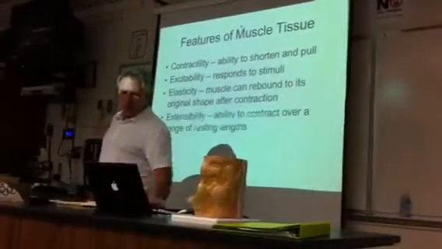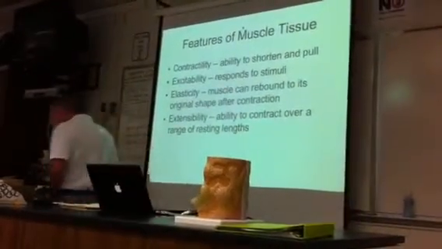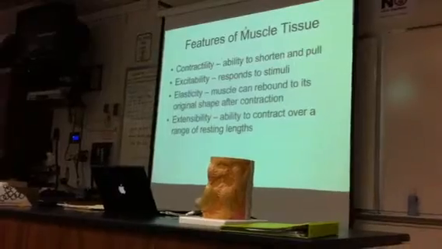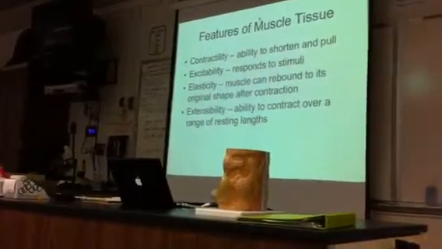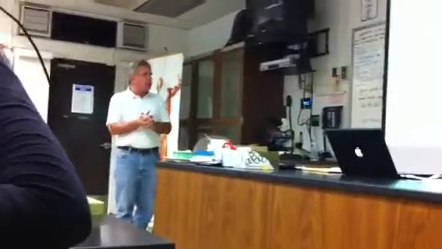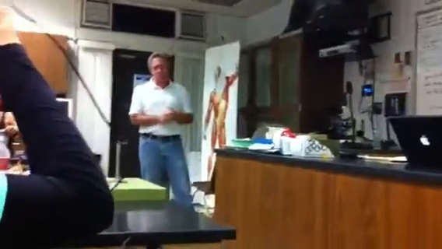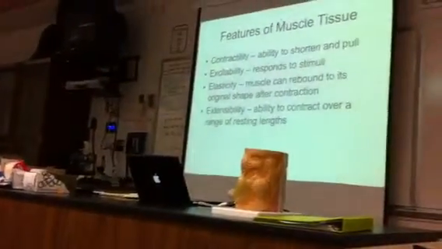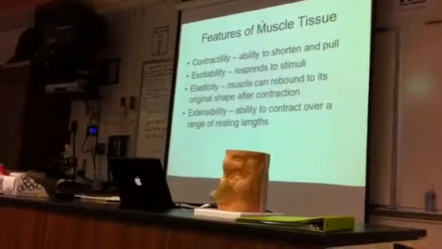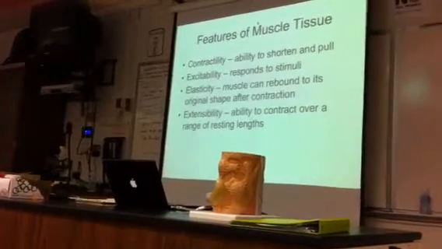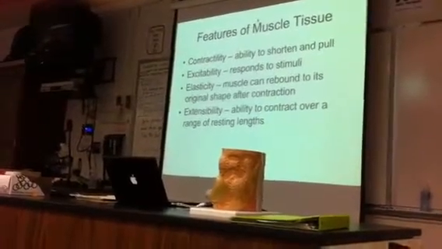Here are 4 features that I pulled out of the book to tell you about muscle tissue, and generally what we're talking about now is skeletal muscle tissue. Contractility: muscles contract. They shorten and pull. That's how muscles do their job, right? They shorten and pull. If you flex your bicep, it contracts. It gets smaller. It shortens. And you can pull.